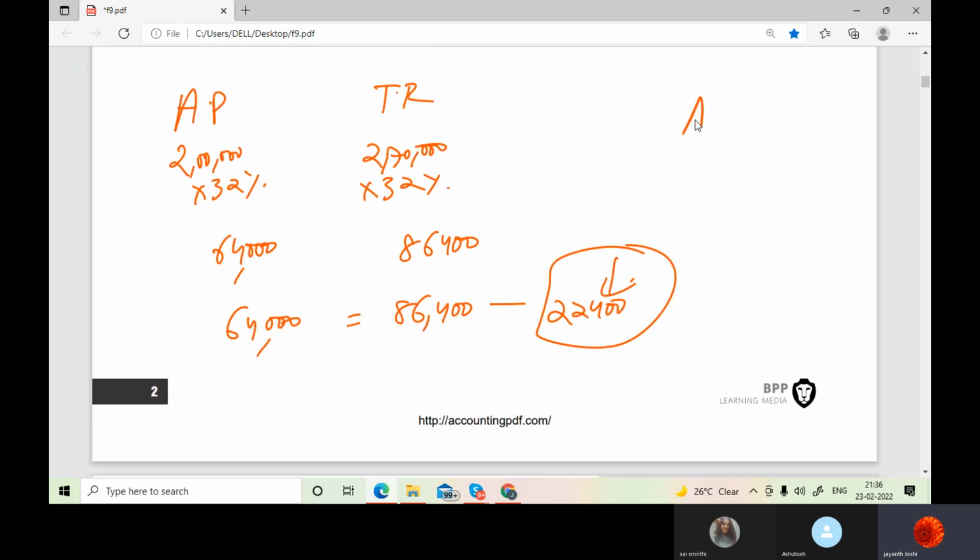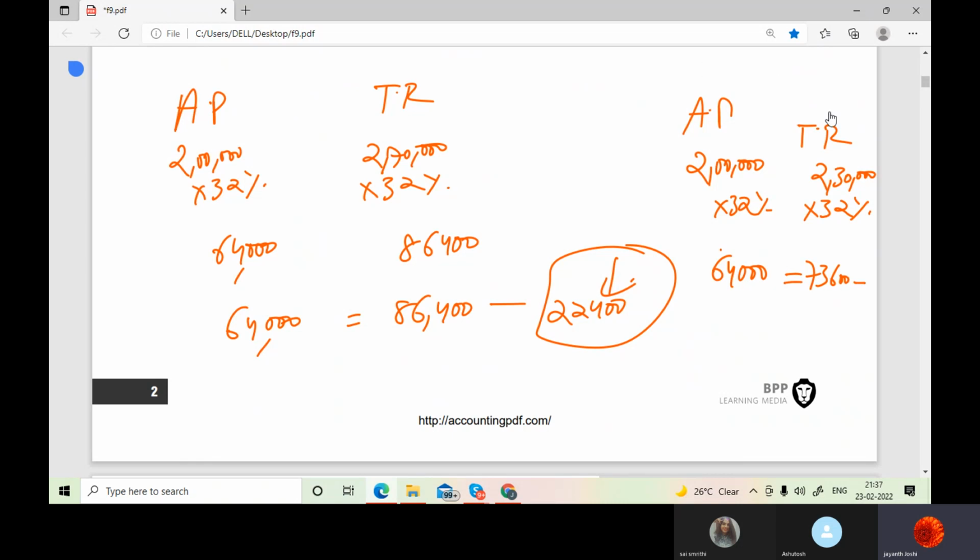Again, next year, again accounting profits, tax returns. Again, you will take 2 lakhs here and you'll take 2,30,000 here into 32%. So here it would be 64,000 and here it would be 73,600. Again, you paid more. So how much you paid more? 9,600. Okay, so again this got reversed.